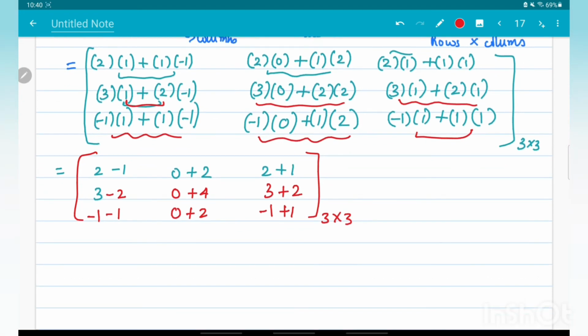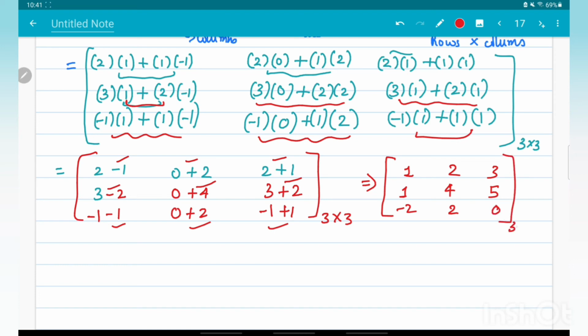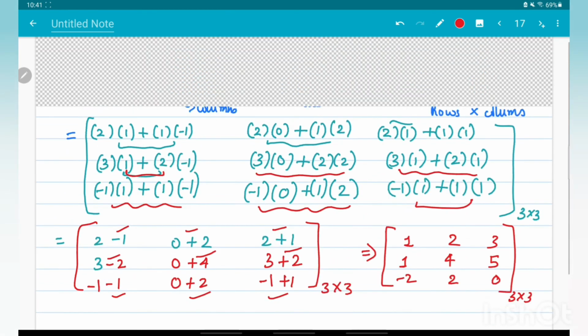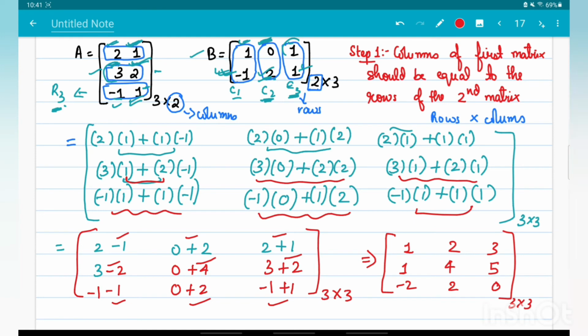Now when I further solve it, it will give me 1, 2. Then this one is 3 minus 2, 1. This is 4. This is 5. This is minus 2. This is 2. This is 0. Okay, so this is my final matrix of the order 3 by 3. So this is how we multiply two matrices.